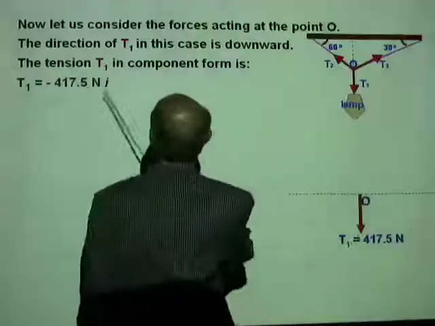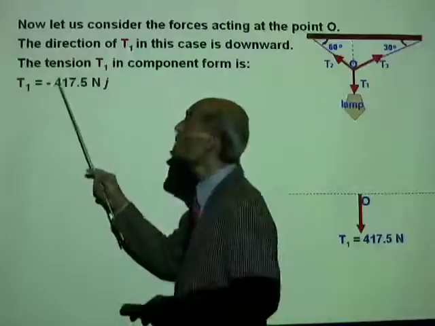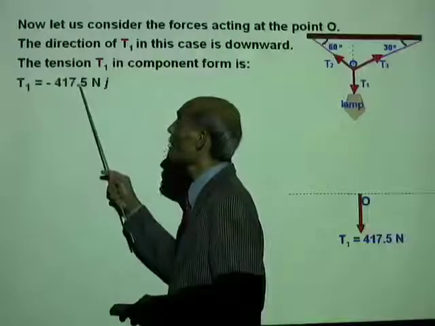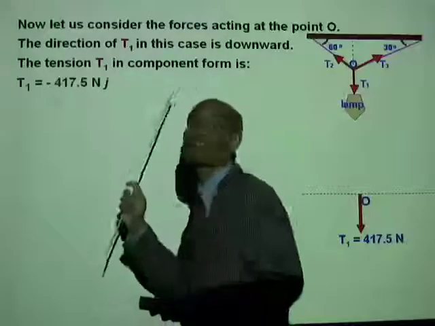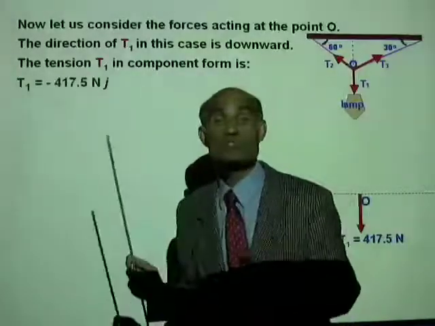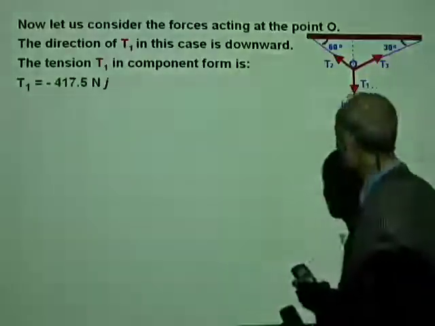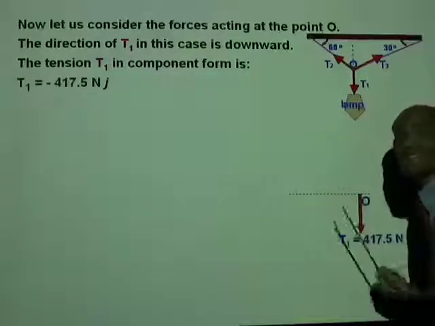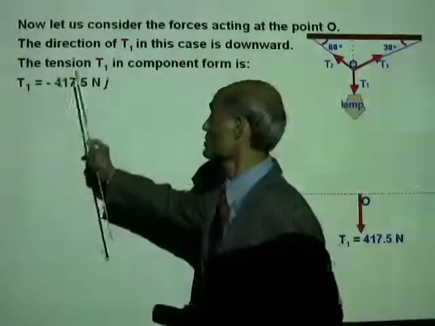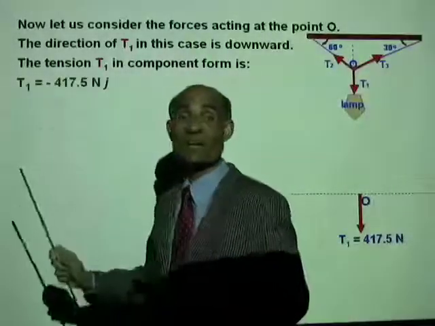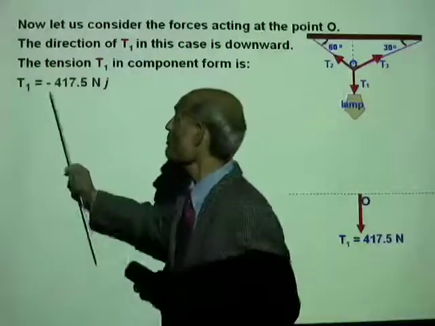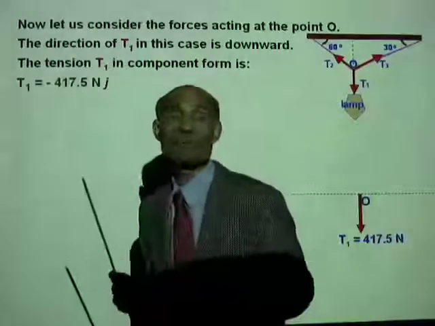Therefore, look at the way I write that. T1 equal to negative 417.5 Newton J. That is the proper way to write this force. This is a negative Y force. That is what we have said here. T1 is a negative Y force, and write that in the component form.